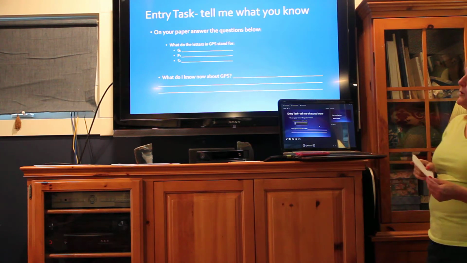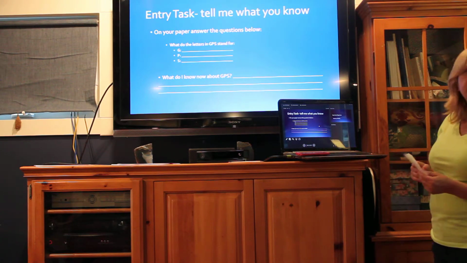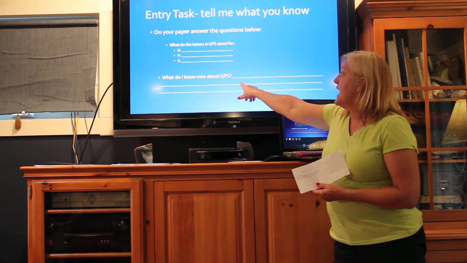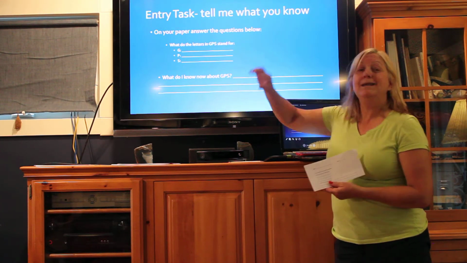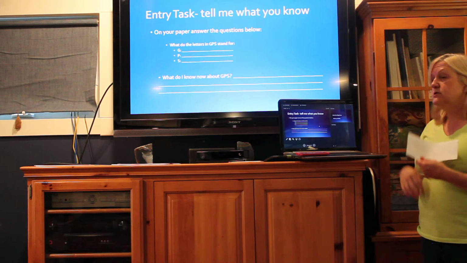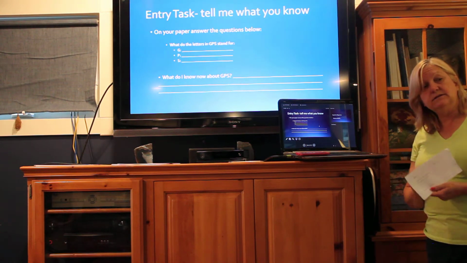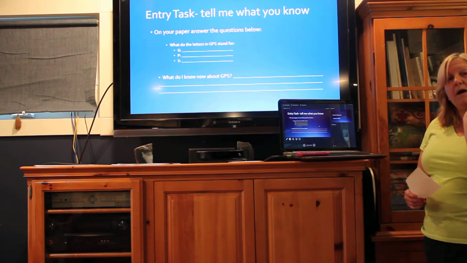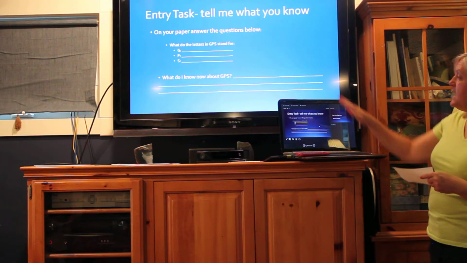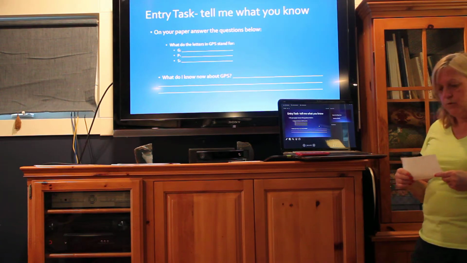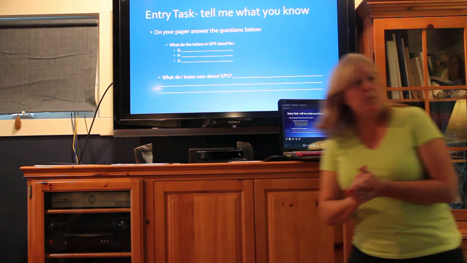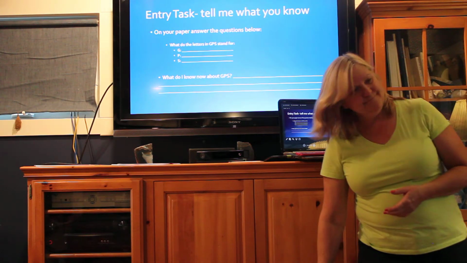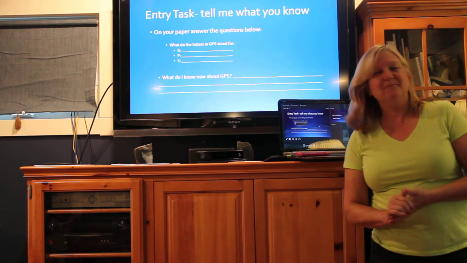On your paper, you'll see it says, what do the letters GPS stand for? And then, what do I know now about GPS? Most of us nowadays have a GPS maybe in our car, on our phone, things like that. So you might know a little bit about GPS already. Tell me just a little bit about what you know. Okay, take a minute to fill out your paper, please, and then I'll collect them. Okay, thank you. Good job.